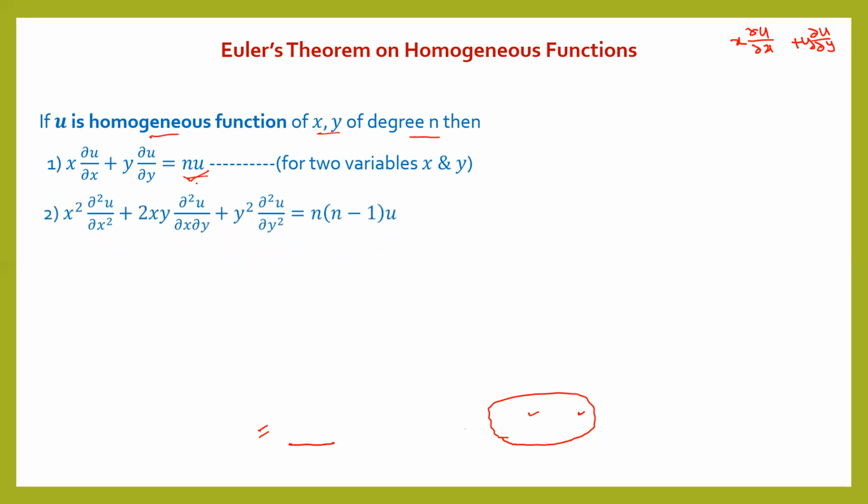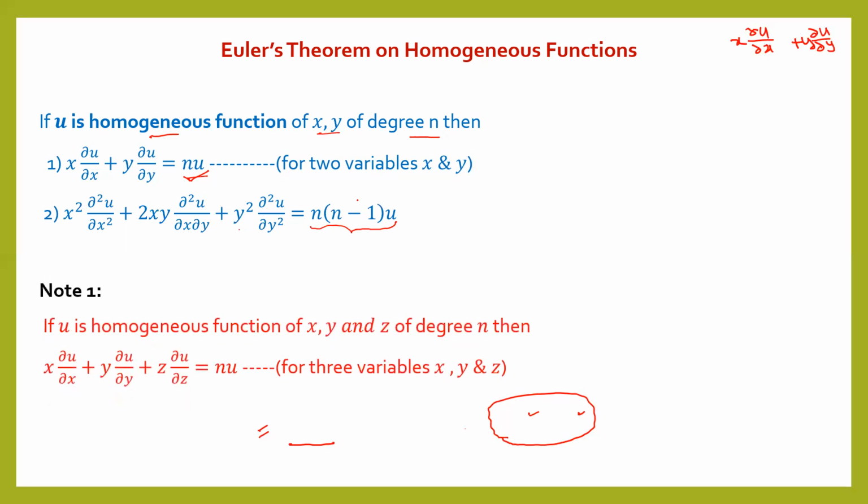So the deduction of this Euler theorem, that is x square ∂²u/∂x² plus 2xy ∂²u/∂x∂y plus y square ∂²u/∂y², is n minus 1 u. So without finding these second order partial derivatives and adding all these terms, directly you can say that the value of the term is n minus 1 u. So this Euler's theorem is very useful.